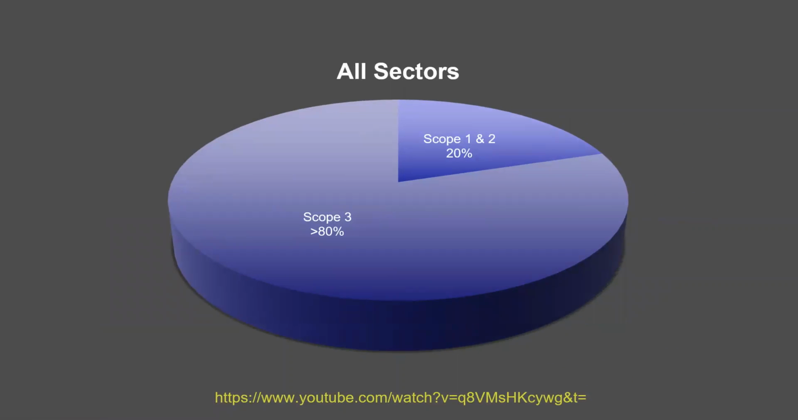When you look at the Greenhouse Gas Protocol, the studies they've done on business sectors around the world, they've found that Scope 3 accounts for more than 80% in each sector, a business in each sector.